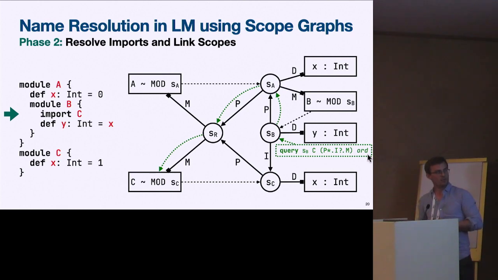In this case, the thing that C resolves to is the C down here. So what we do is we add an import edge in phase two from the scope of B to the scope of C, such that all of the things that are in C are now reachable from scope SB, which is how imports behave.